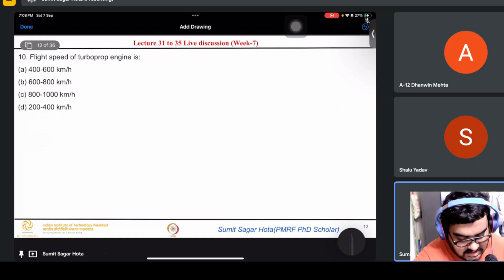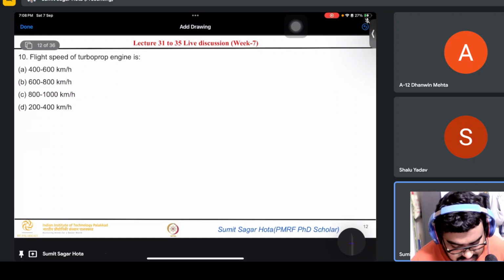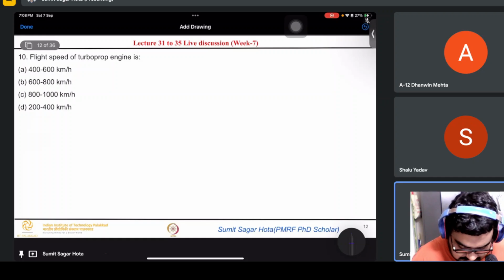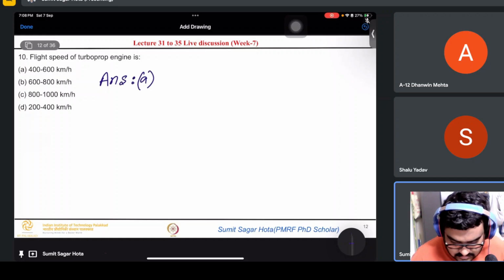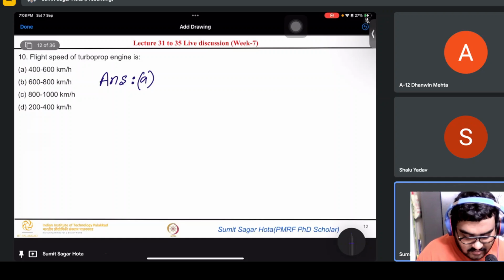I already told you about the wide range of speed it can operate. So now this is the answer. What is the wide range of speed it can operate? The turboprop engine operates at 400 to 600 kilometers per hour. And if it goes above 600, then the propeller efficiency will decrease for the turboprop engine.